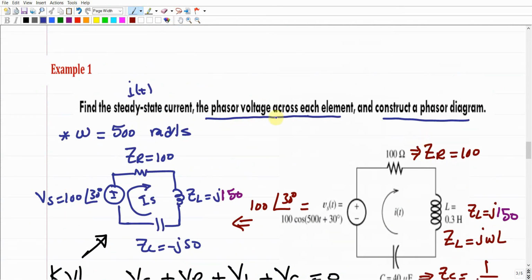Then it is required to find the phasors of the voltage across each element. We have 3 elements. How much is the voltage over this element? How much is the voltage over the second element? This is what we would like to end up with, right?